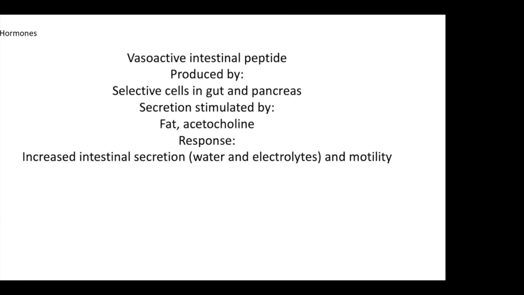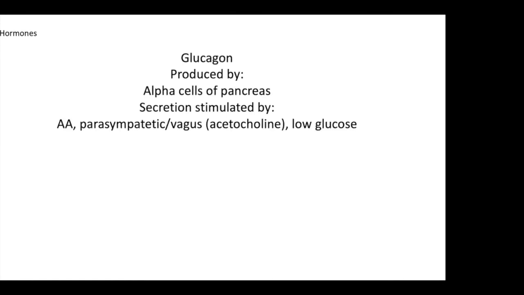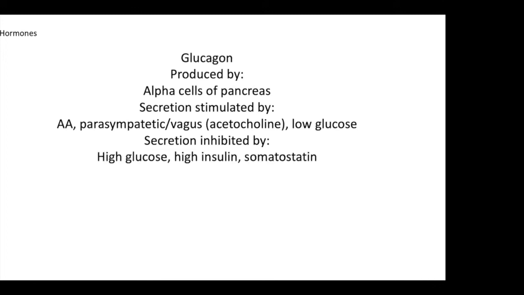Insulin, I hope you know where that comes from. Obviously, secretion is stimulated by glucose or CCK, inhibited by somatostatin, and then you get increased cellular glucose uptake, promotes protein synthesis. Pancreatic polypeptide, islet cells in the pancreas, secretion stimulated by food, vagal stimulation, or other GI hormones, and then you get decreased pancreatic and gallbladder secretion.